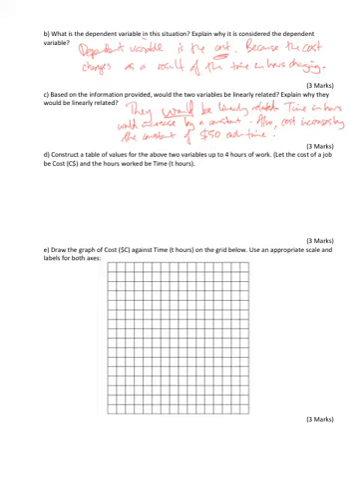Construct a table of values for the above two variables up to 4 hours of work. So time in hours will be the X variable, cost in dollars will be the Y. 4 hours, so 0, 1, 2, 3, 4.